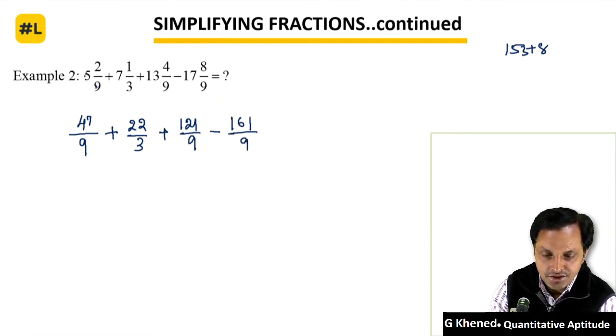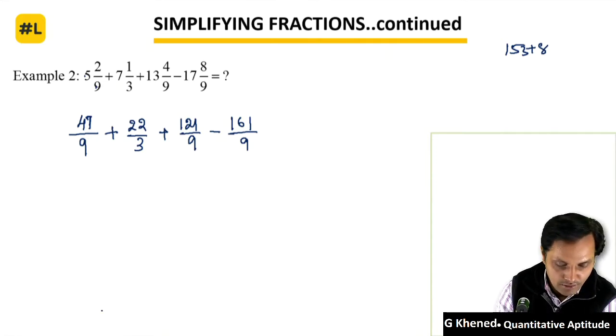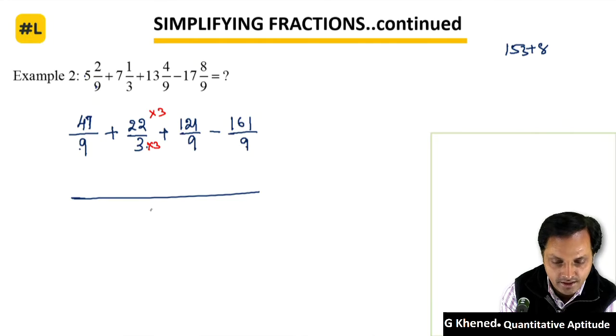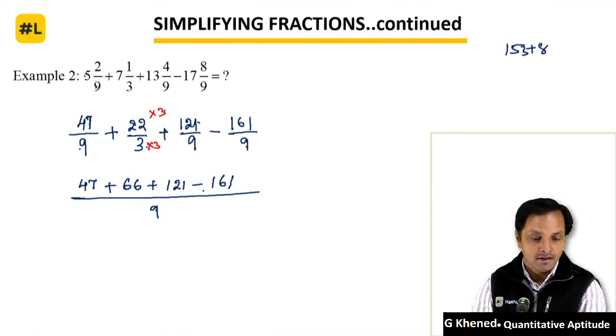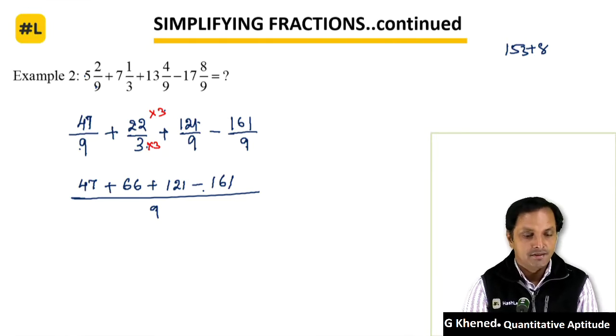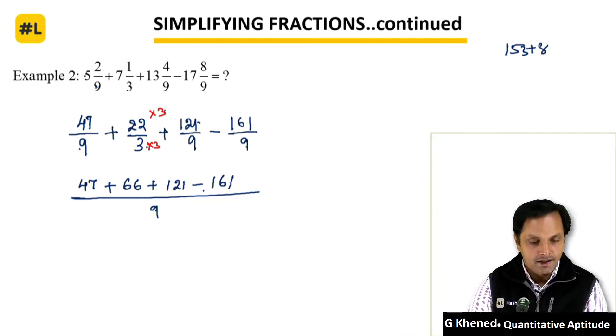So attention students, when you have different fractions, when the denominator is different, the best method is to look at the denominator. You have 3 here, so the best method to solve the fraction is to multiply with 3 and divide with 3, so that the problem will be simplified to 9 in the denominator. 47, 22 into 3 is 66, plus 121 minus 161. How many of them understood the simplification part? So the best method is to multiply by the number and divide by the number, so that the denominator will become identical.